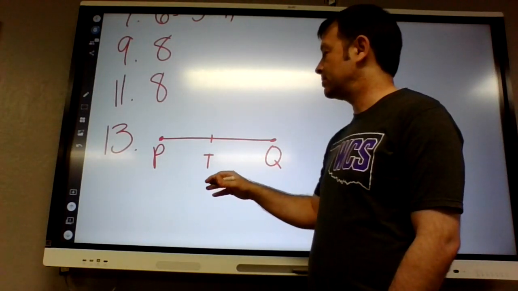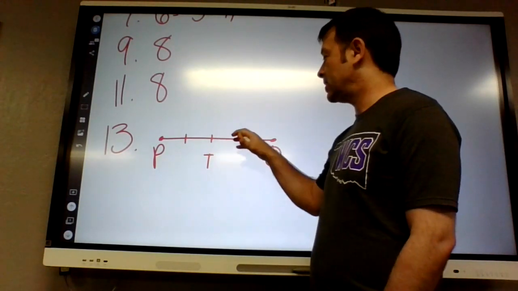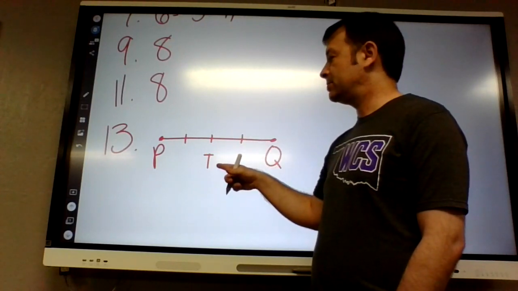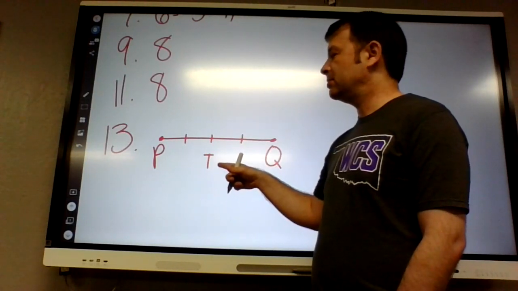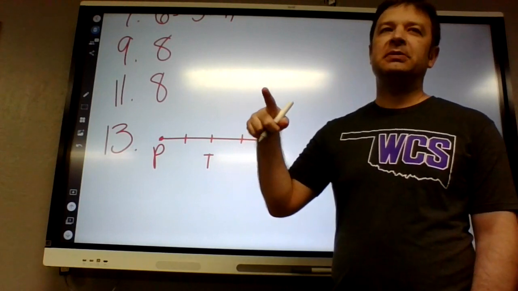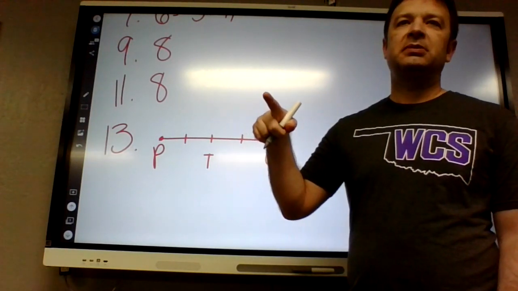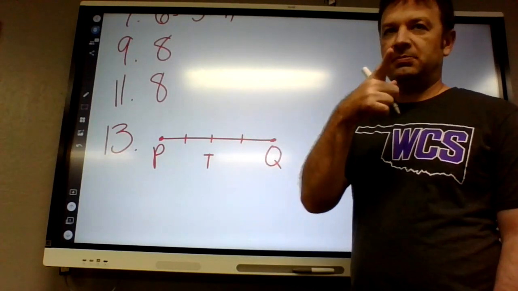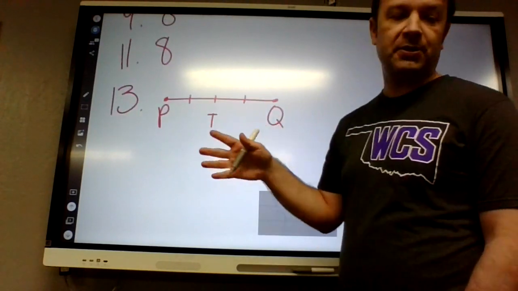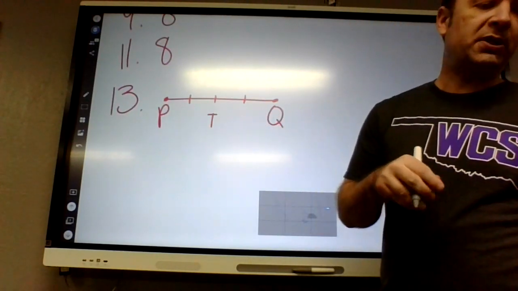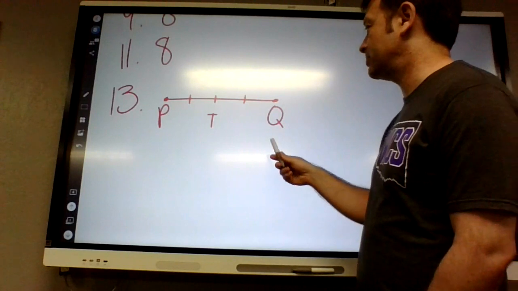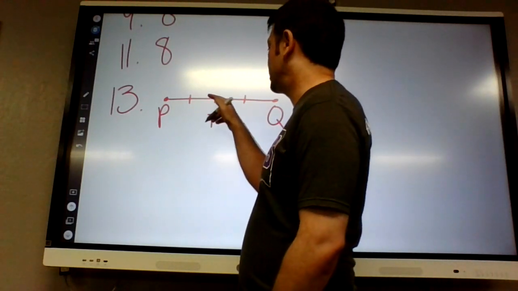So what does that mean? T is in the middle, and PT and TQ are equal. What did we say that was called? T is the midpoint. That's what they're asking on 13. What is T in relation to segment PQ? T is the midpoint.